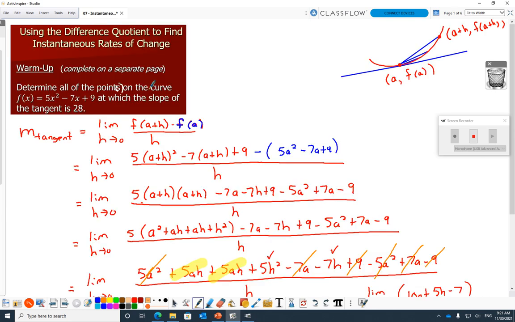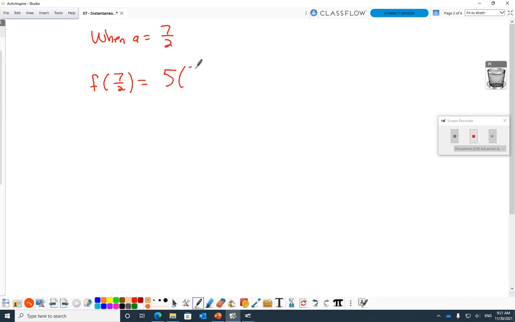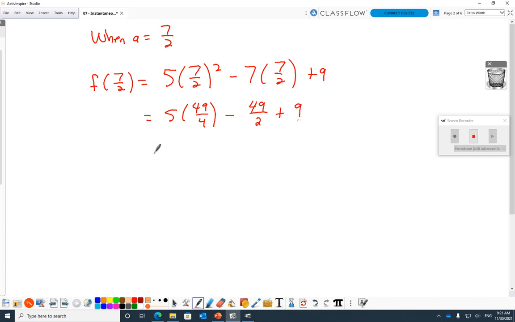What was it? 5 times 7 halves squared minus 7 times 7 halves plus 9. 49 quarters minus 49 halves plus 9. 245 quarters minus 98 quarters plus 36 quarters equals, can I do it in my head? 147, 181 over 4.